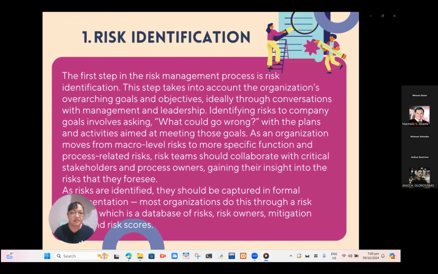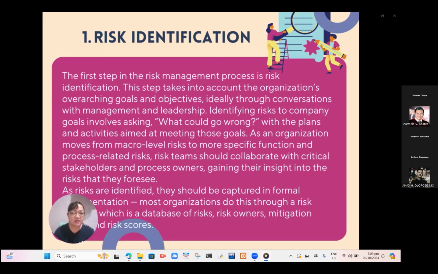Number 1, risk identification. The first step in the risk management process is risk identification. This step takes into account the organization's overarching goals and objectives. Ideally, through conversation with management and leadership, identifying risks to company goals involves asking, what could go wrong?